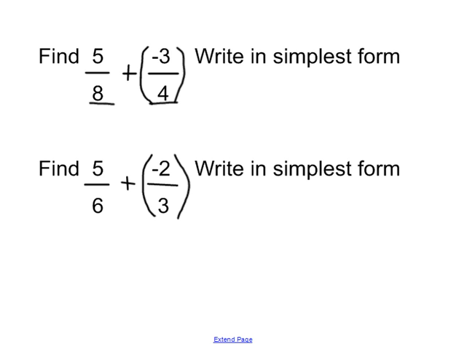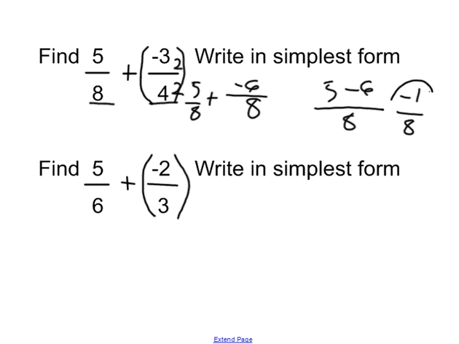I can adjust this second one, this -3/4 here, by multiplying the numerator times 2 and the denominator times 2. That will give me a denominator of 8, which will be our common denominator, and it will give me a numerator of -6. So I've got 5/8 plus -6/8. My denominators are the same now, so I can say 5 minus 6 over 8. 5 minus 6 is -1, so -1/8.